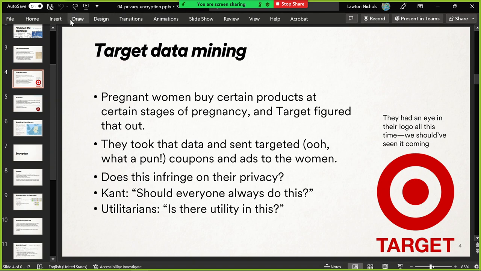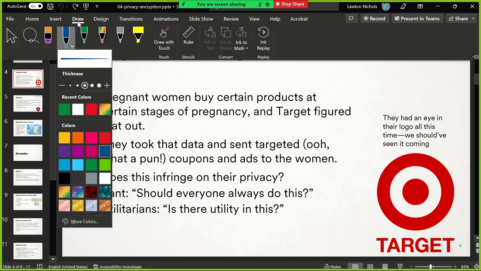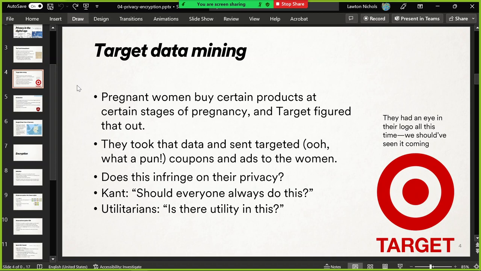Now I have some fun stories. So target data mining is the first one. So maybe you haven't heard the term data mining before. I mean, it's maybe a buzzword that's been around, but maybe you never fully understood it. All data mining means is just a glorified term for pattern recognition using computer programs. So it's just pattern finding.